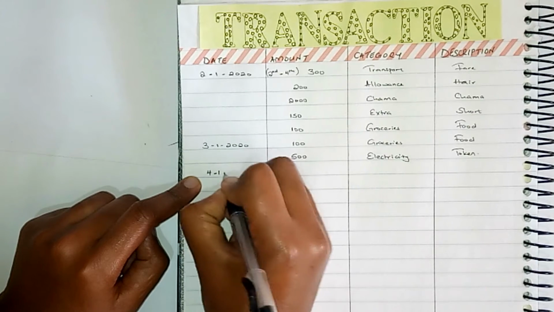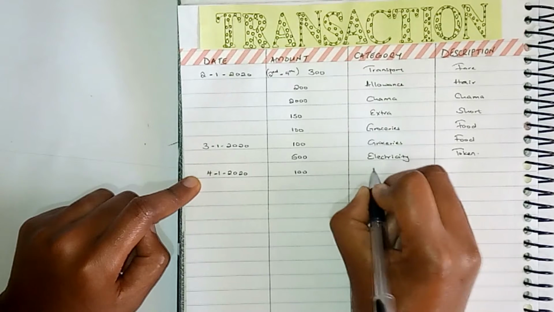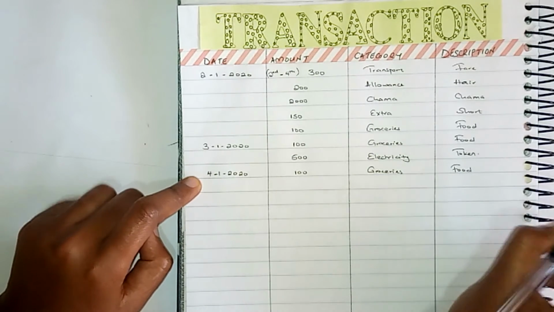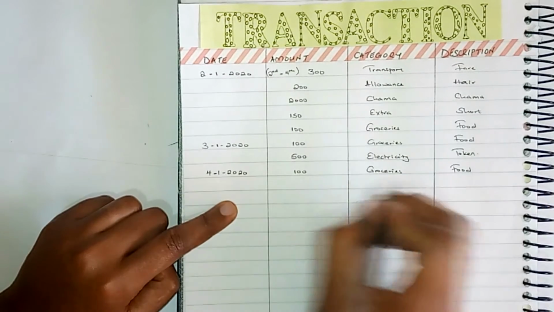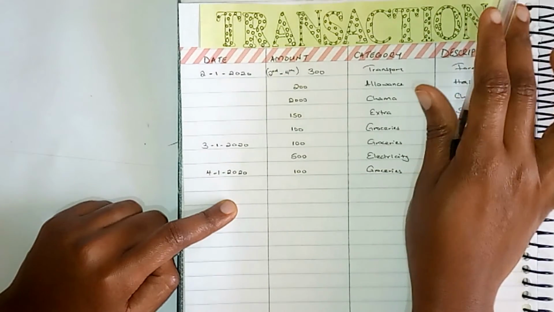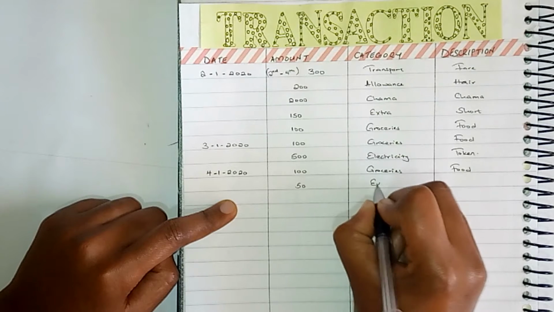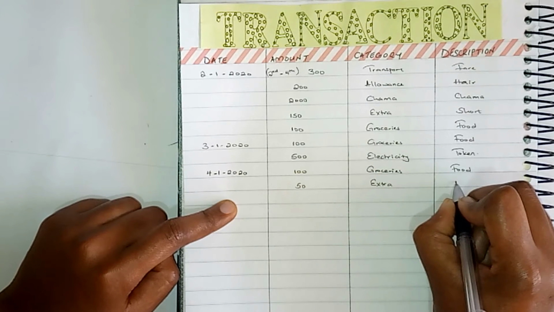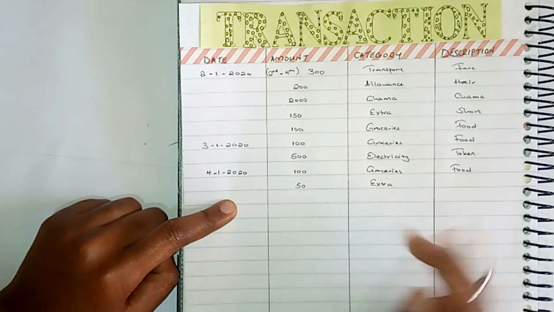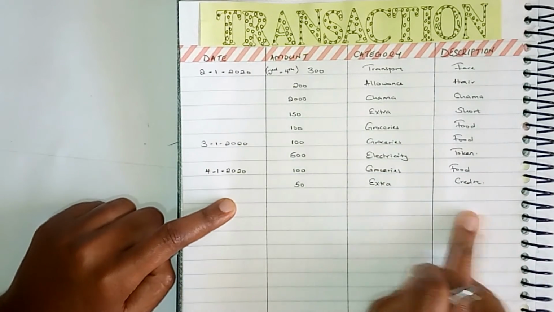Then on the fourth, there was 100 shillings for groceries again. That's for food. And then I had another unbudgeted expense, and that was for 50 shillings from my extra. I think this was yet another short. I'm not sure what this amount was for. It's possible I bought credit, so I'll just indicate credit. And that was the final transaction on the 4th.